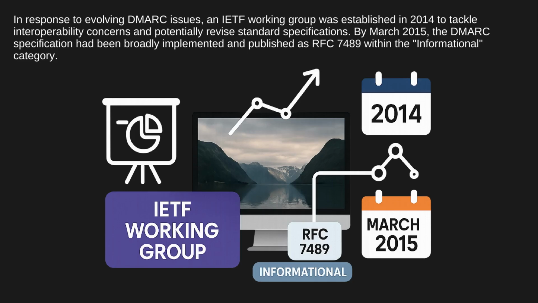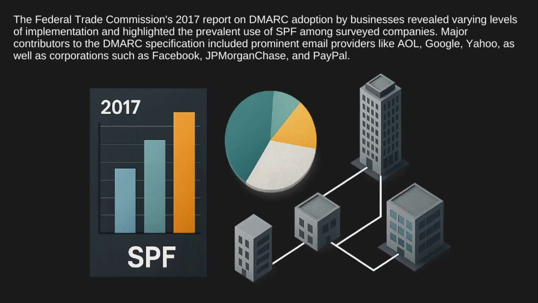In response to evolving DMARC issues, an IETF working group was established in 2014 to tackle interoperability concerns and potentially revise standard specifications. By March 2015, the DMARC specification had been broadly implemented and published as RFC 7489 within the informational category. The Federal Trade Commission's 2017 report on DMARC adoption by businesses revealed varying levels of implementation and highlighted the prevalent use of SPF among surveyed companies.